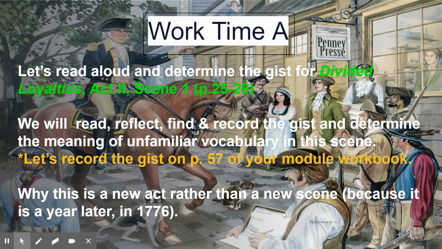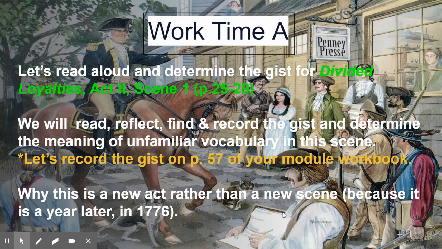So, the first thing we're going to do today is read aloud and determine the gist for Act 2, Scene 1. Now, if you are watching this, it is because you missed class for some reason, your internet was crazy, whatever. You are going to need to stop what you're doing right now, pause the video, and read Act 2, Scene 1, which is pages 25 through 29 of Divided Loyalties. Okay, so read that. When you're done, come back.